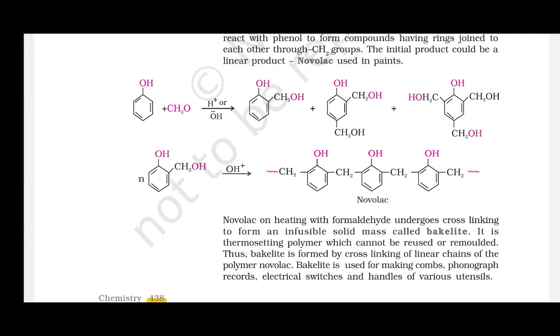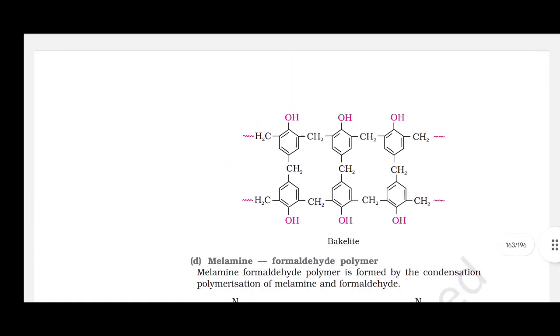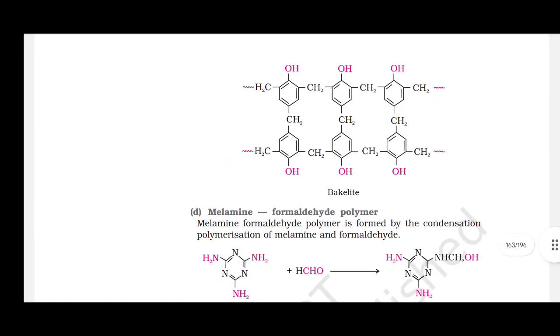Novolac on heating with formaldehyde undergoes cross-linking to form an infusible solid mass called bakelite. It is a thermosetting polymer which cannot be reused or remolded. Thus, bakelite is formed by cross-linking of linear chains of polymer novolac. Bakelite is used for making combs, phonograph records, electrical switches and handles of various utensils. So here you can see the structure of bakelite, novolac से कैसे बना वो, ठीक है.